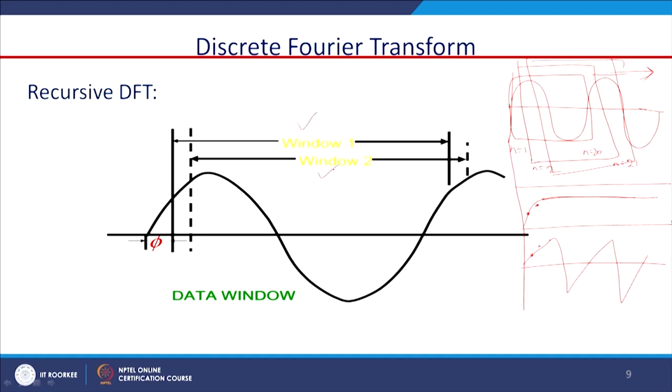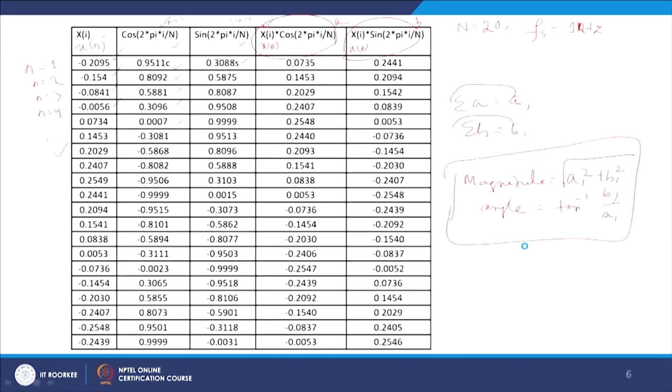Now we will come to the recursive DFT part, with which we can minimize the time of computation. In DFT, let us say this is window 1; for this we will calculate the DFT and the corresponding magnitude and phase angle. Similarly, for the second window we will apply DFT and calculate the corresponding magnitude and angle. So, it is a time consuming affair. Every time we are computing the imaginary part, the real part, and again the magnitude and phase angle. If you remember our table, this kind of computation is happening every time.